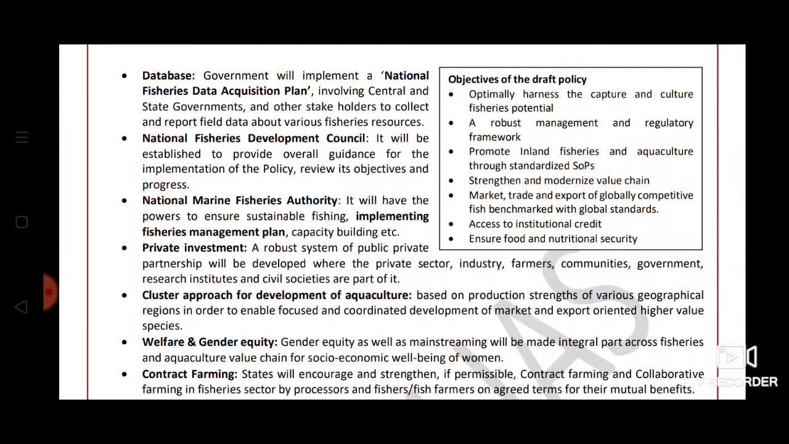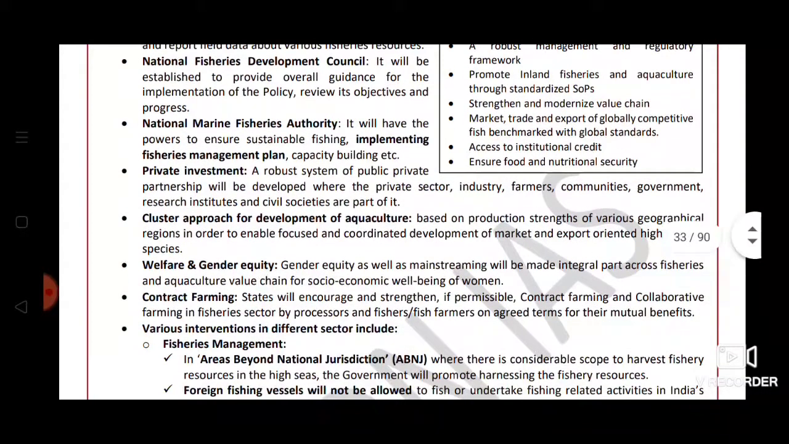Welfare and gender equity, as well as mainstreaming, will be made an integral part across fisheries and aquaculture. Value chain for socio-economic well-being of women. Contract farming: states will encourage and strengthen, if permissible, contract farming and collaborative farming. So contract farming is making agreements with companies so that timely and qualitative standardized procurement can be done by these big companies, and the fishermen have a stable market.